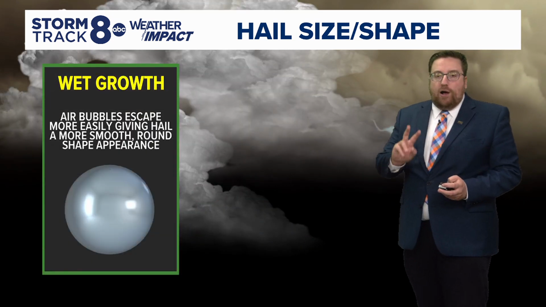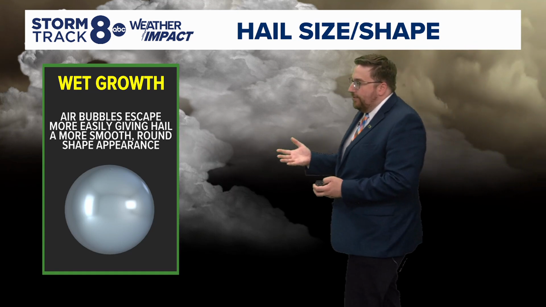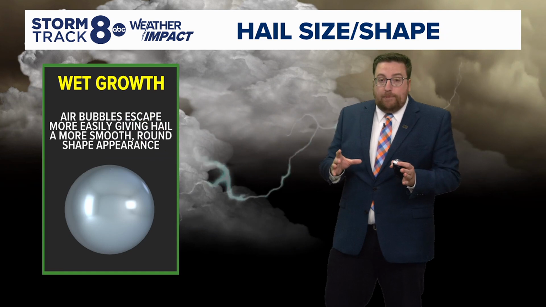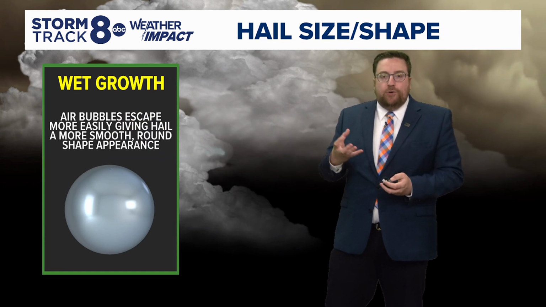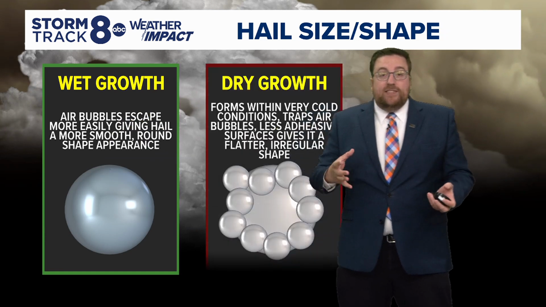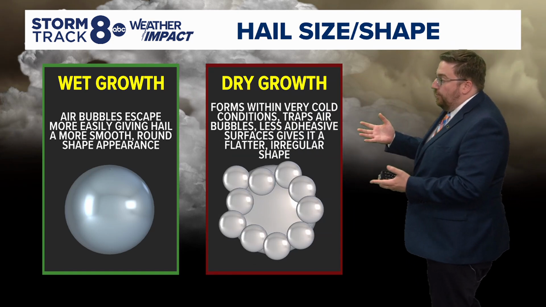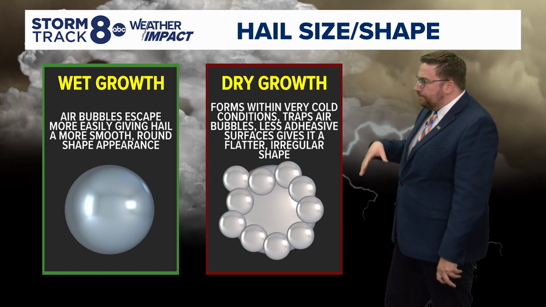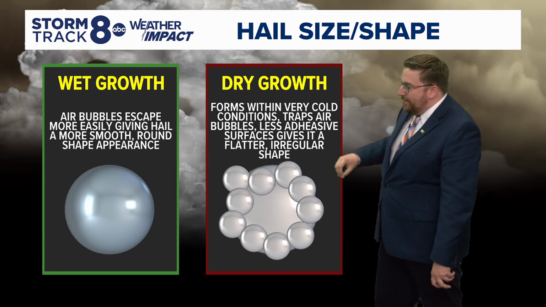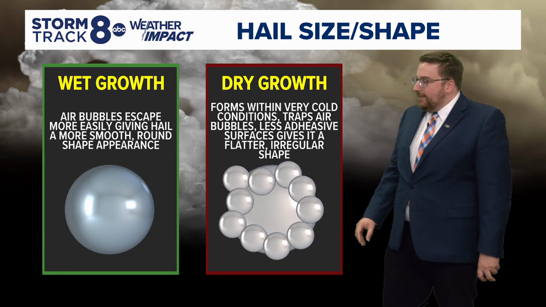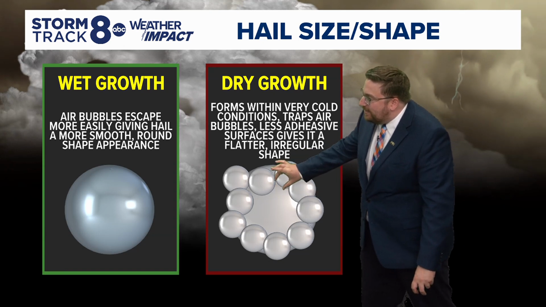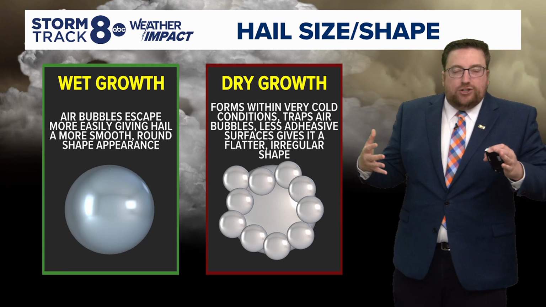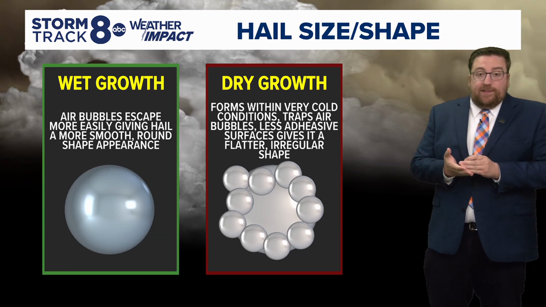But there's two different growth processes that determine the shape of the hail that you're going to see. Wet growth allows air bubbles to escape more easily from those water droplets, so you get a nice, smooth, spherical, round hailstone. But the one that we've seen here too is dry growth, where the ice forms within a very, very cold portion of the cloud, and it traps those air bubbles, and there's less stickiness to the surface of the ice. So what happens is you get these little pieces of ice that kind of try to stick to the main core of ice, and it gets all these jagged edges, and sometimes it could even be as flat as a pancake too.